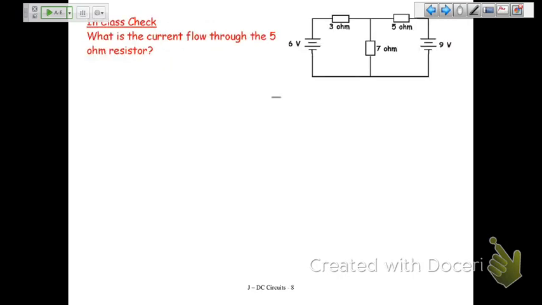So let's do one. I'm going to call this one I1, I'm going to call that one I2, and I'm going to call this one here I3. Now, I could do those in any direction. I could have them all pointing towards the junction, and as long as the equation follows that rationale, it will still work.